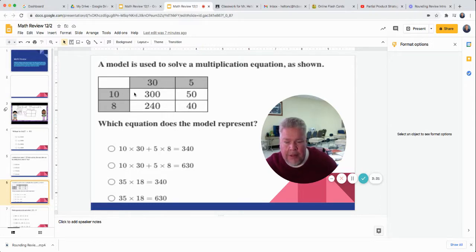Now remember, when we studied area in multiplication, area is length times width. So this is showing 10 times 30 is 300. This is showing 10 times 5 is 50. This is showing 8 times 30 is 240. And this is showing 8 times 5 is 40. Okay? But now that's not what it asks.